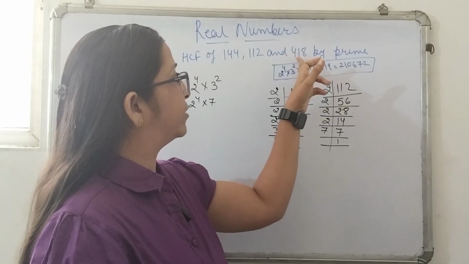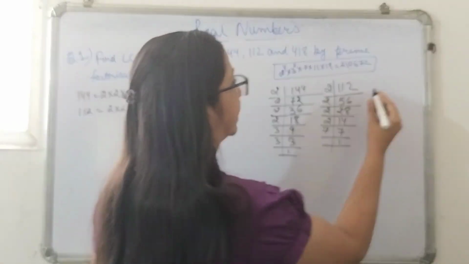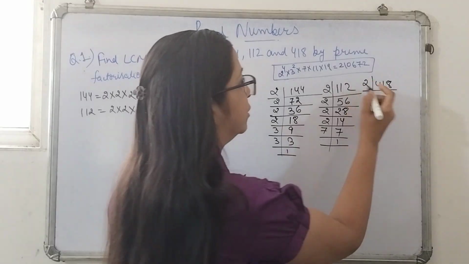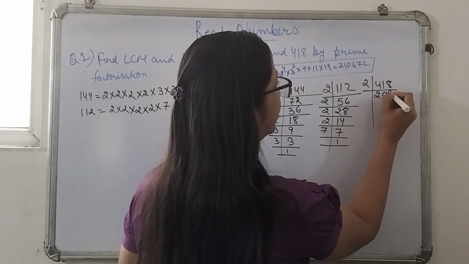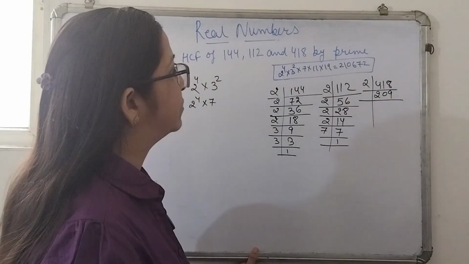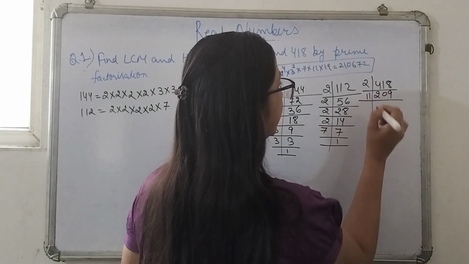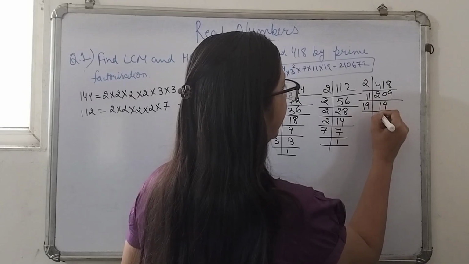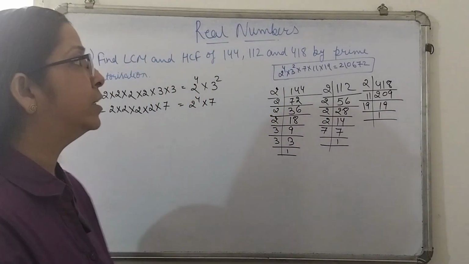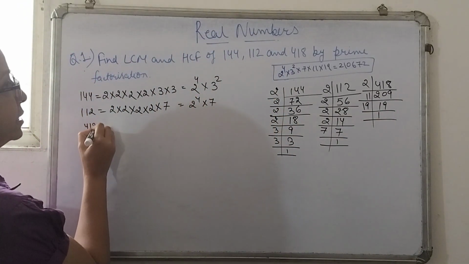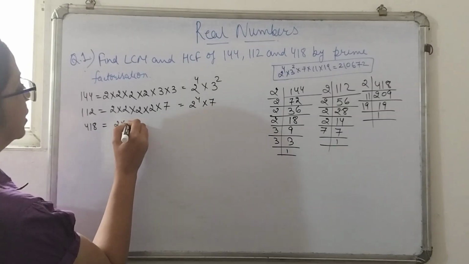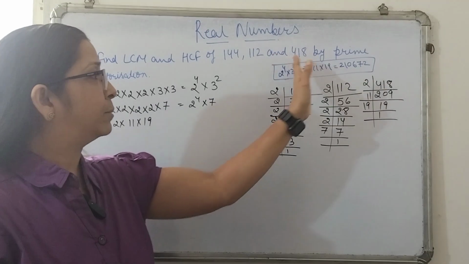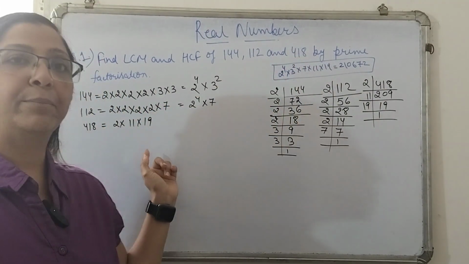Now we will do the prime factorization of 418. That will be divided by 2 because it is again an even number. So 2 2s are 4, then 0, 2 9s are 18. Then it is divisible by 11. 11 1s are 11, 11 9s are 99. 19 is a prime number, so it will be divided by 19 only. So we can write 418 as 2 multiplied by 11 multiplied by 19. So we have represented all the numbers as products of their prime factors.